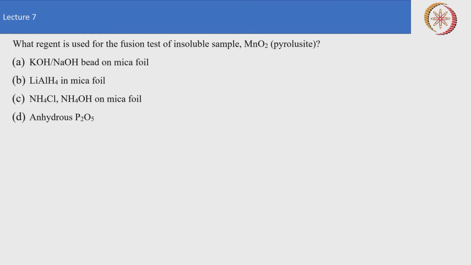Okay, so next is: what reagent is used for the fusion test of an insoluble sample? It is manganese oxide, which is known as pyrolusite. Okay, so the first option is KOH or NaOH bead on mica foil, then lithium aluminum hydride on mica foil, NH4Cl and NH4OH on mica foil, and phosphorus pentoxide.